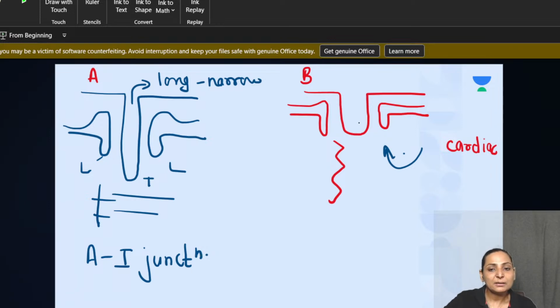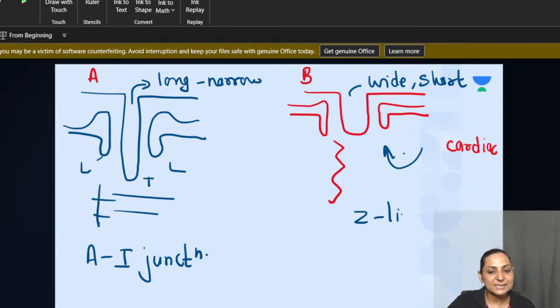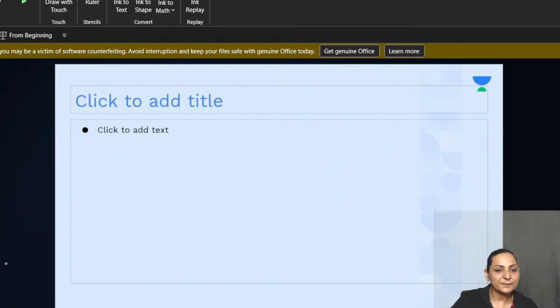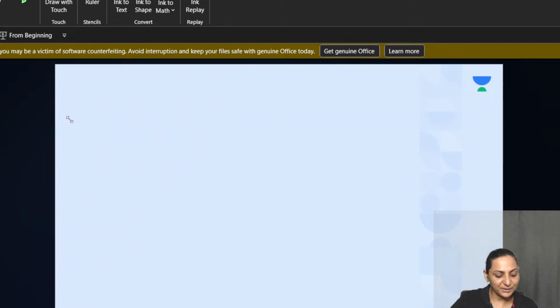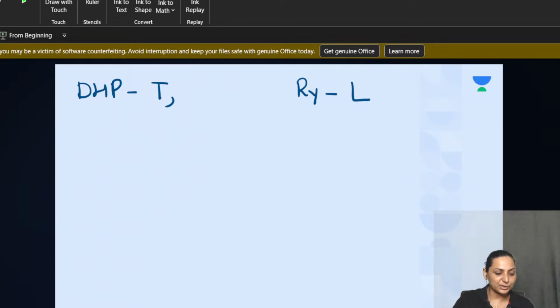In the cardiac muscle, we are depending upon the outside calcium. So this T tubule is going to be wide and short in comparison to skeletal muscles, and the triad is going to coincide with the Z line. This is the structural difference. Second important thing we need to understand in the skeletal muscle and the cardiac muscle: we know that there are DHP receptors in the T tubules, and ryanodine receptors in the L tubules.